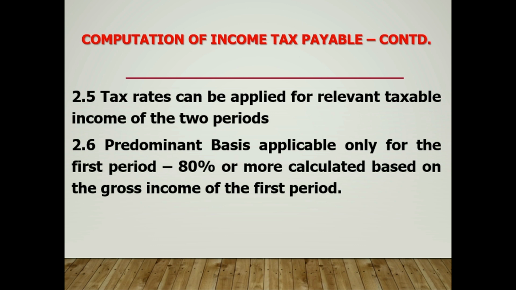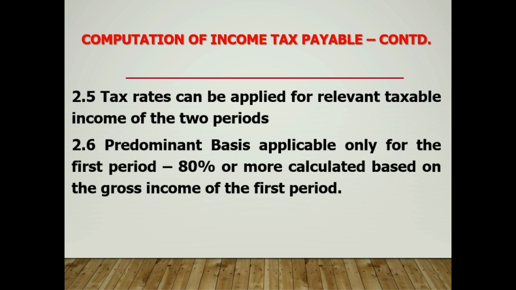As I have explained so far, you have to compute the taxable income of the two periods separately and then apply the appropriate tax rate of the two periods as given in the first schedule to the Inland Revenue Act and as given in the CGIR's notice.